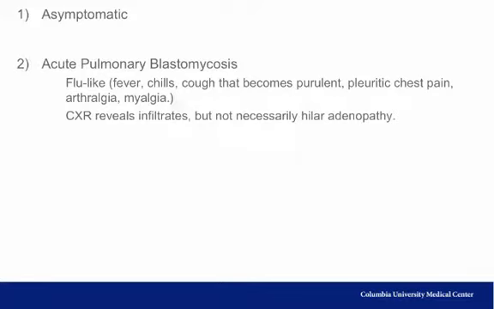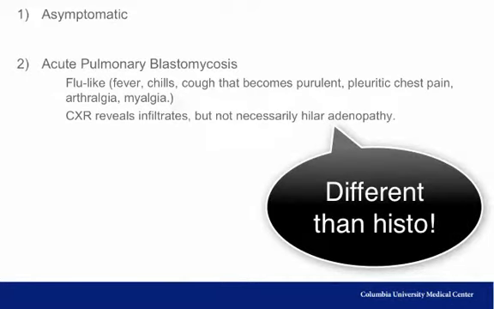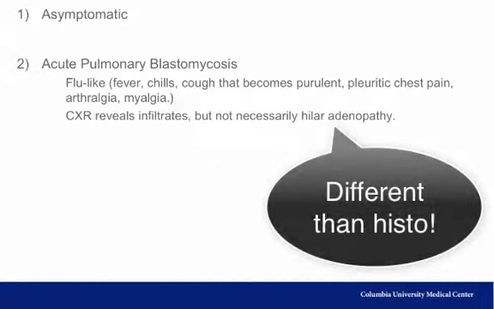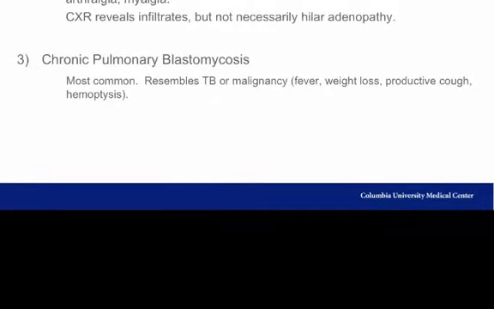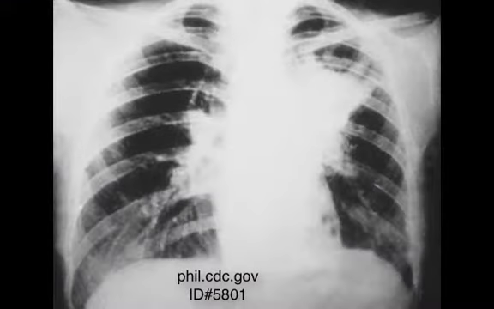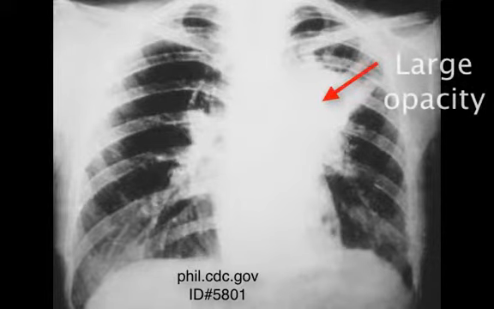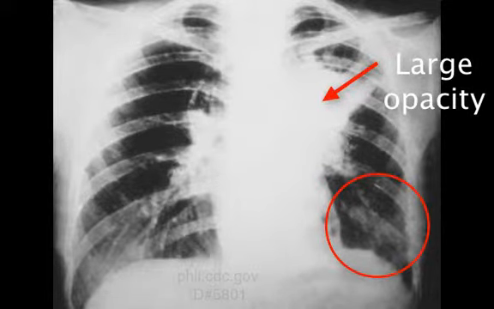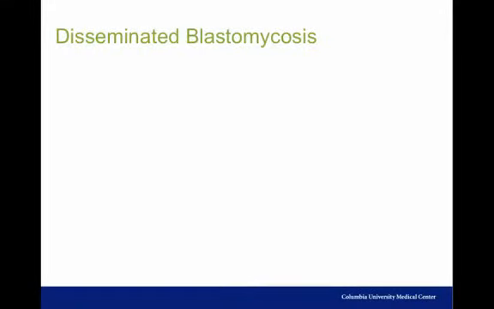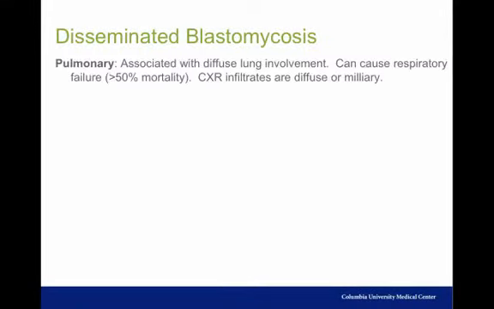A chest X-ray will reveal infiltrates, but because the macrophages are not carrying the yeast throughout the reticuloendothelial system, hilar adenopathy is less common. Chronic pulmonary blastomycosis may closely resemble malignancy or tuberculosis. The chest X-ray may show cavitations or mass lesions mimicking bronchogenic carcinomas, as well as fibronodular infiltrates. Disseminated disease occurs mostly in immunocompromised individuals and is associated with diffuse lung involvement.